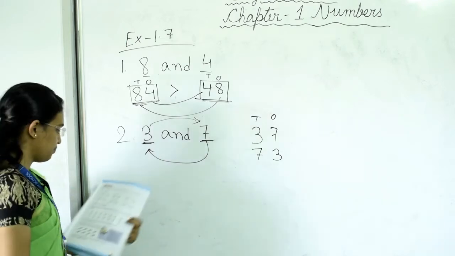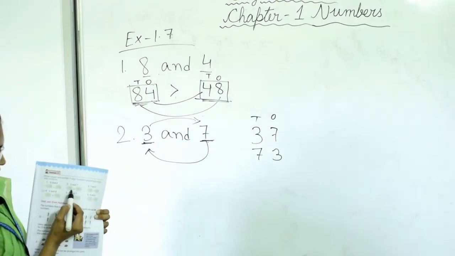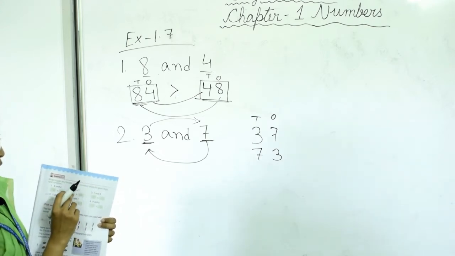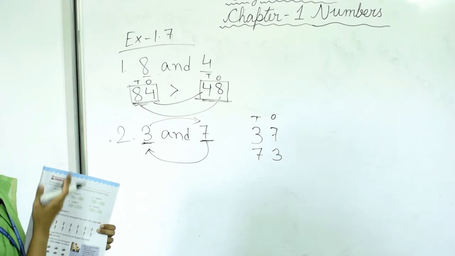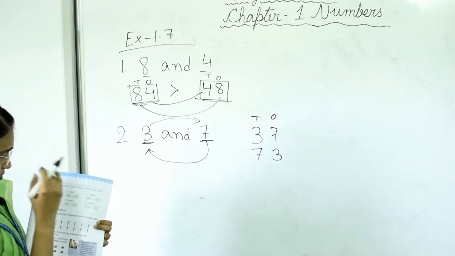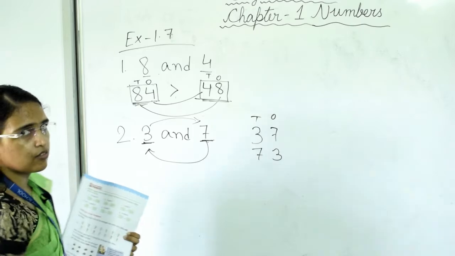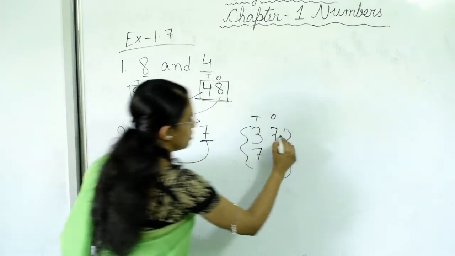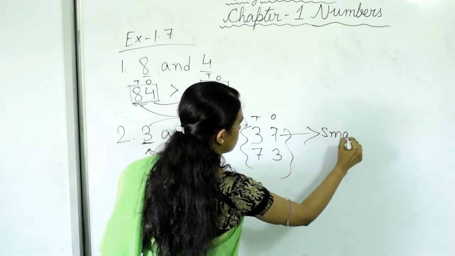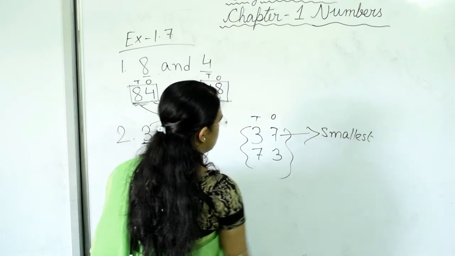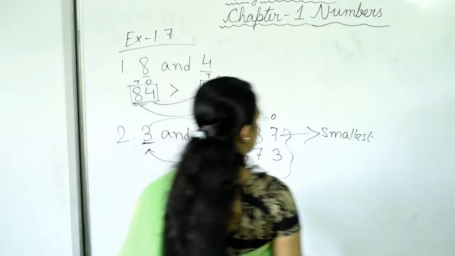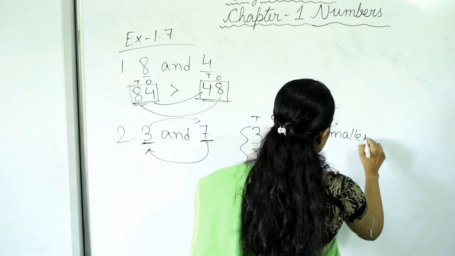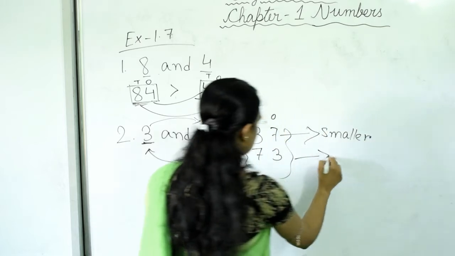Now what you have to do, look at your book. Which sign is this? This is the greater than sign. So we have to put the greater number on the left hand side and the smaller number on the right hand side. So among these two numbers, which one is the smaller number? This is the smaller number, okay, and this one is the bigger number.